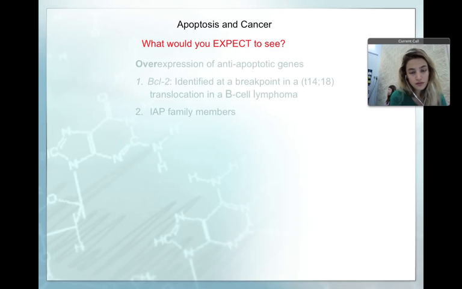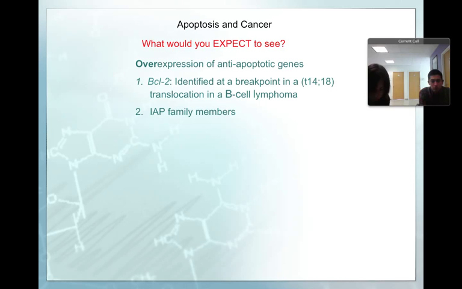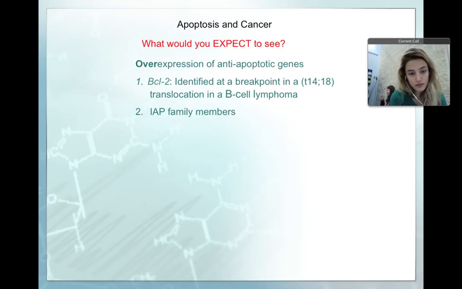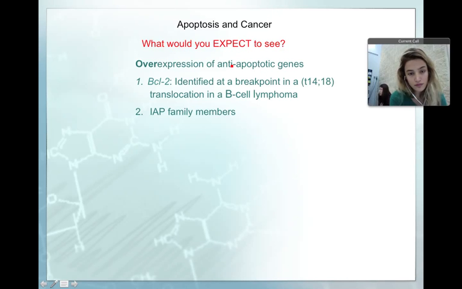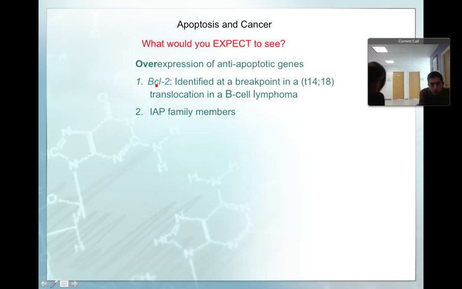Okay. So what would you expect to see if you look in cancer, right? I mean, what we care about are patients. And so what do you expect to see? You expect to see overexpression of the anti-apoptotic genes, right? That would help a cancer cell. And it turns out that the BCL2, the founder of these proteins, was actually identified in a lymphoma, right? I mean, this is a protein, the gene that was identified as a breakpoint in a translocation in a B-cell lymphoma. So BCL2 is actually named after a cancer. It stands for B-cell lymphoma.